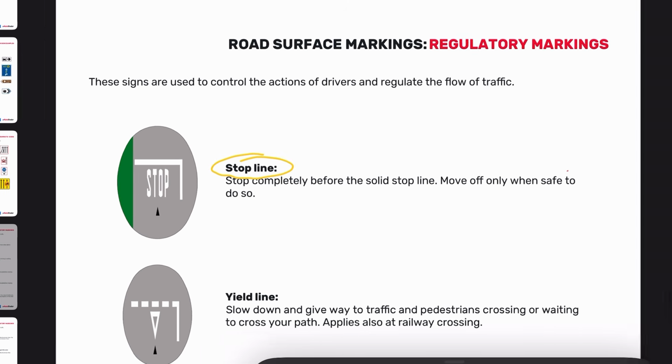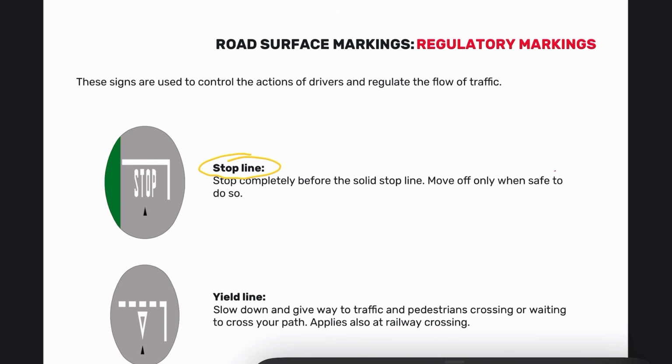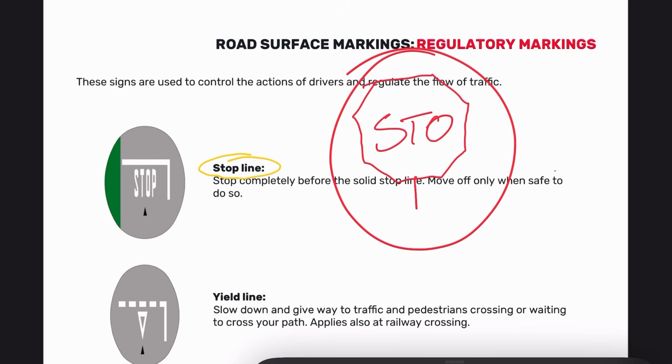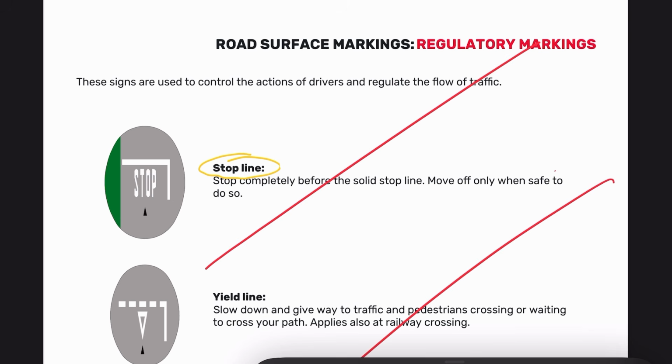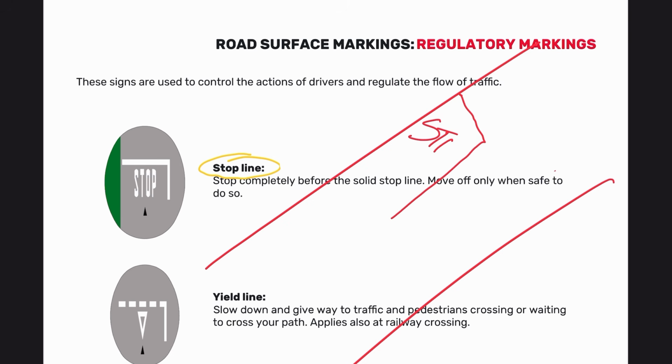Okay, the stop line. So you have the stop sign, written stop. This sign you find by the side of the road, but the road is also marked in case people ignore the stop sign and just go with it. So you can always see the road surface marking. You have the stop line, written stop.